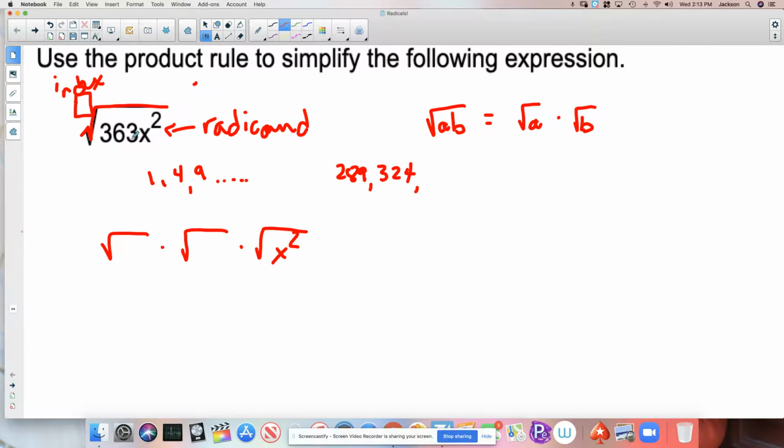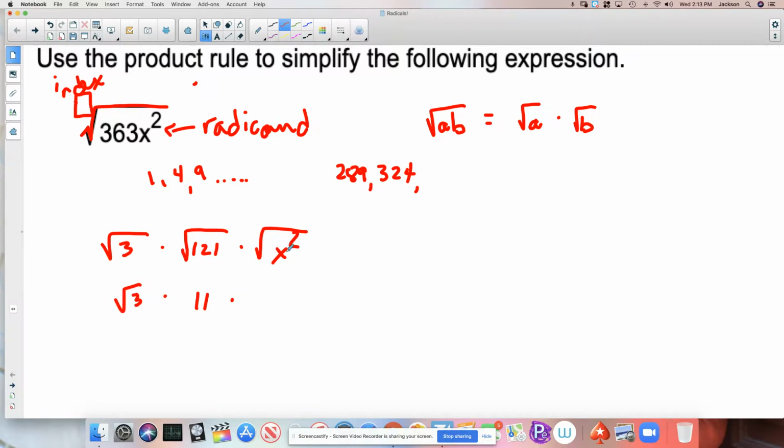But 363 is divisible by 3, and it just so happens that when we divide 363 by 3, we get 121. And 121 is a perfect square, right? 121 is 11 squared, so when we take the square root of 121, we get 11. We can't take the square root of 3, so we just have the square root of 3. Now, here's where things get kind of strange.